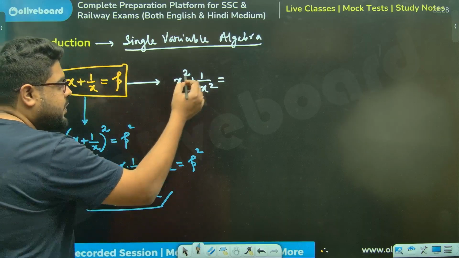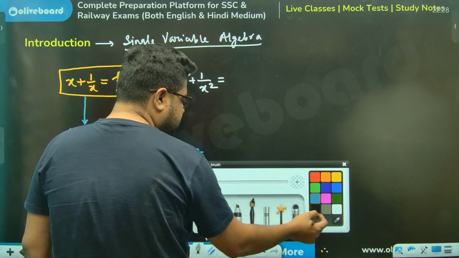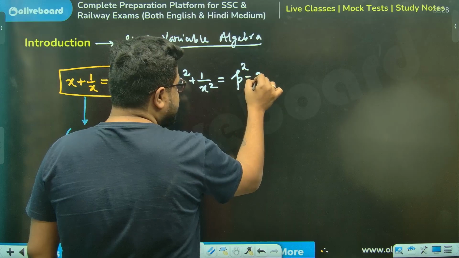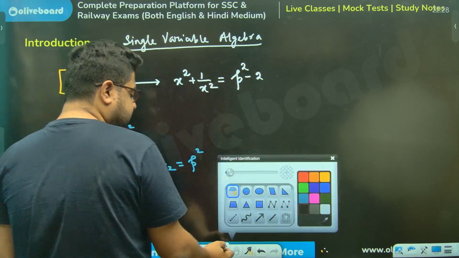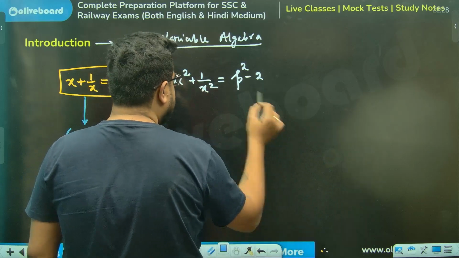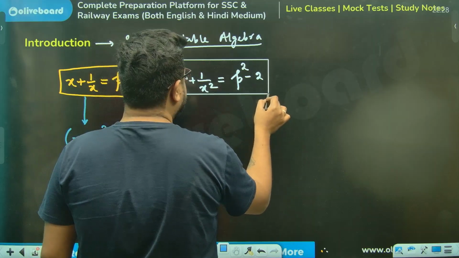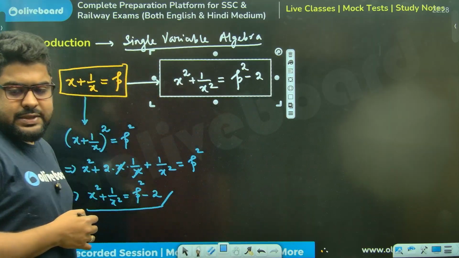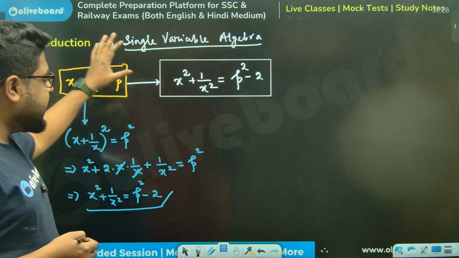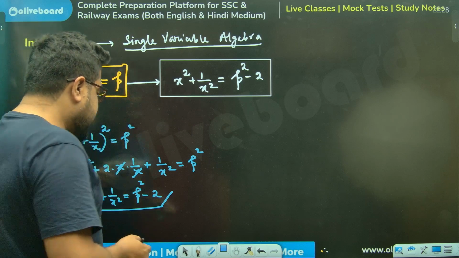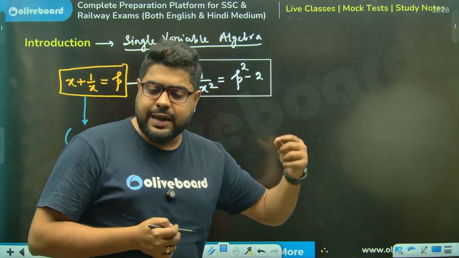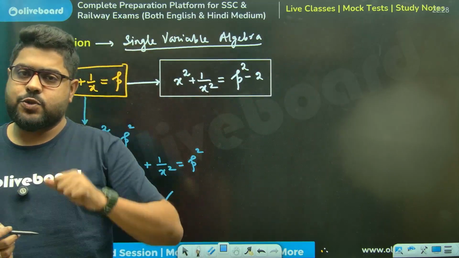This is exactly what I would require you guys to remember. So this is equal to p square minus 2. We can say this with 100% certainty. This is going to be our understanding. So if x plus 1 by x is given to you as p, you can simply say x square plus 1 by x square we can figure out directly as p square minus 2.